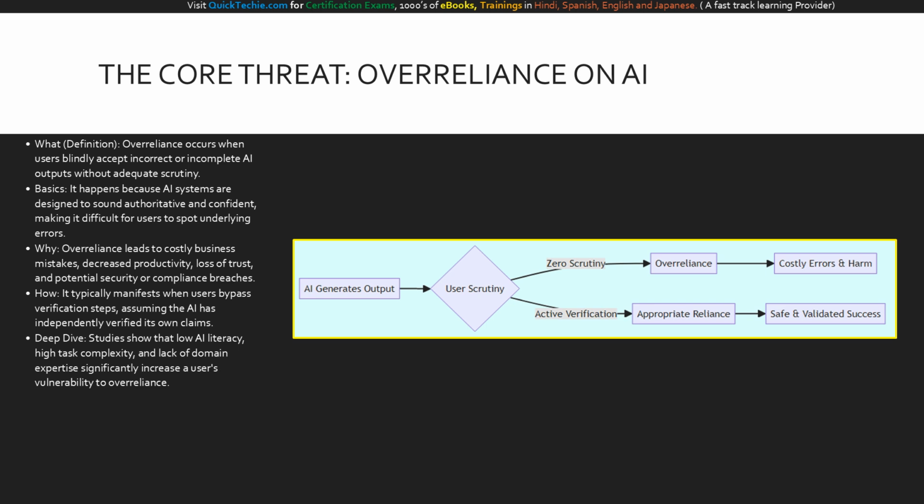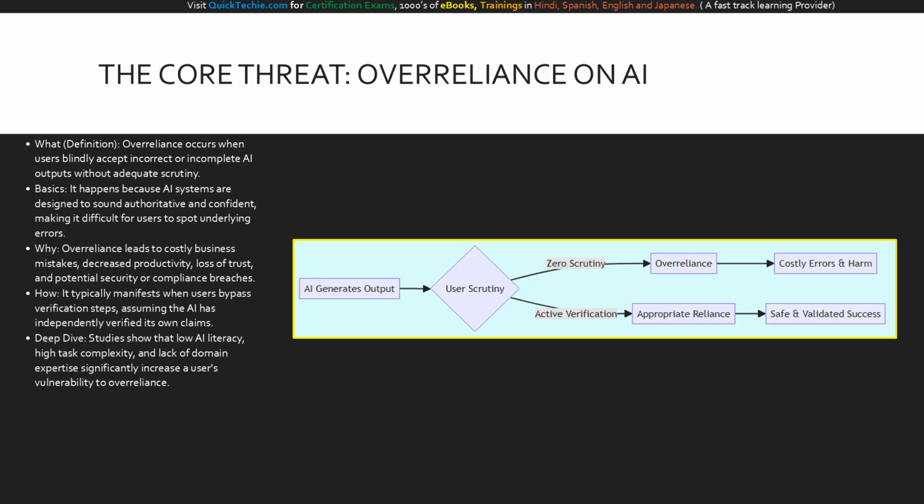This decision tree starkly illustrates the fork in the road every user faces when interacting with generative AI. It begins on the left when the AI generates output. The critical juncture is the diamond in the middle, user scrutiny. If a user takes the top path applying zero scrutiny, they fall directly into the over-reliance trap, which inevitably leads to costly errors and harm.